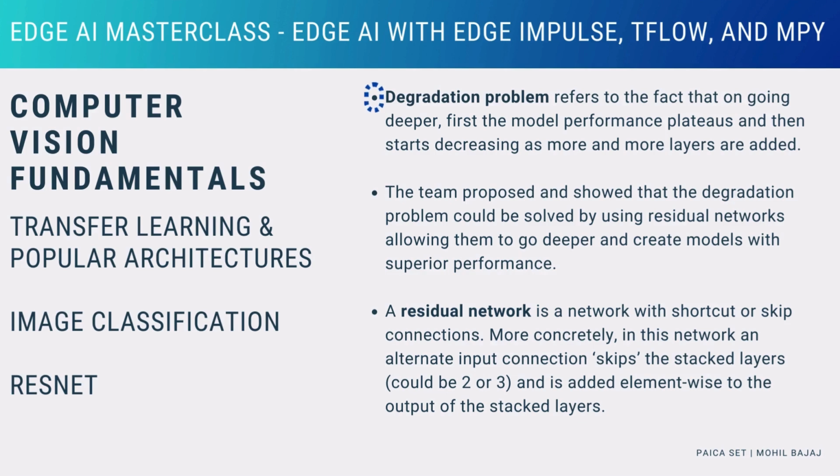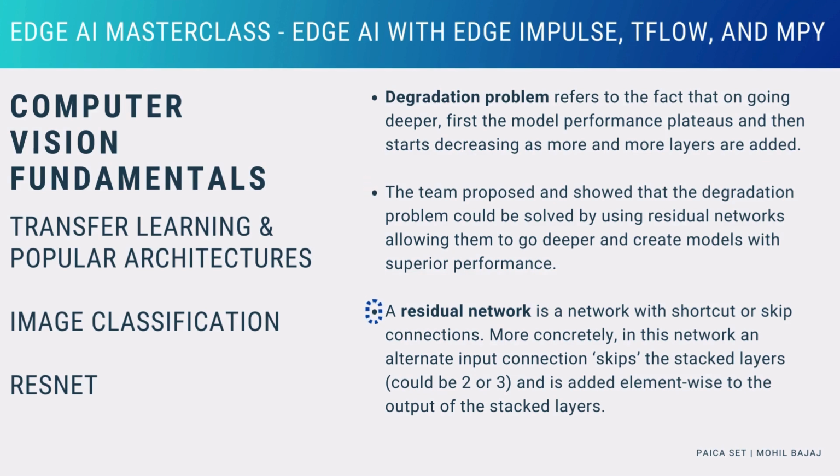The team attributed this not to overfitting, but to the fact that the current optimizers are not great at creating an identity function using multiple nonlinear functions. The team proposed and showed that the degradation problem could be solved by using residual networks, allowing them to go deeper and create models with superior performance.